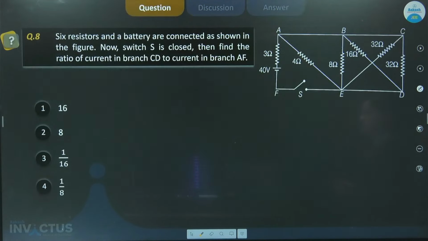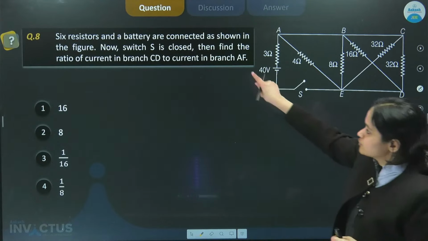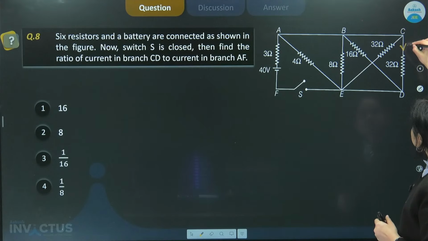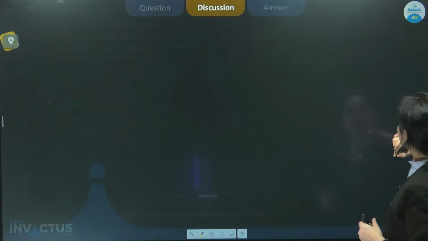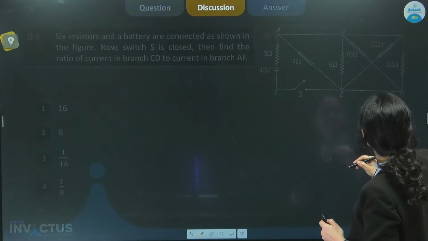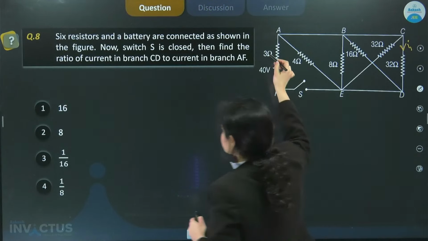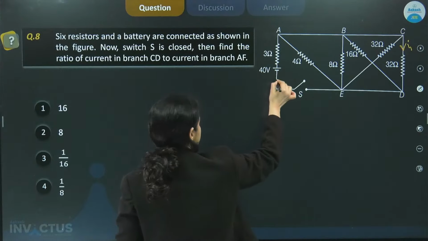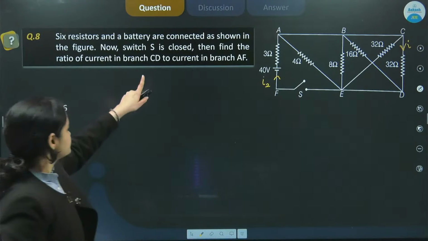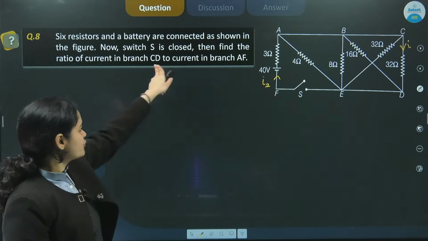Now the next question, question 6. There are 6 resistors which are connected to the battery as shown. We have to find out the ratio of current in branch CD. So if I'm assuming the current in this manner, this is I1, suppose. And the current I'm assuming in this branch, this is I2. I'm supposed to find out the value of I1 upon I2.